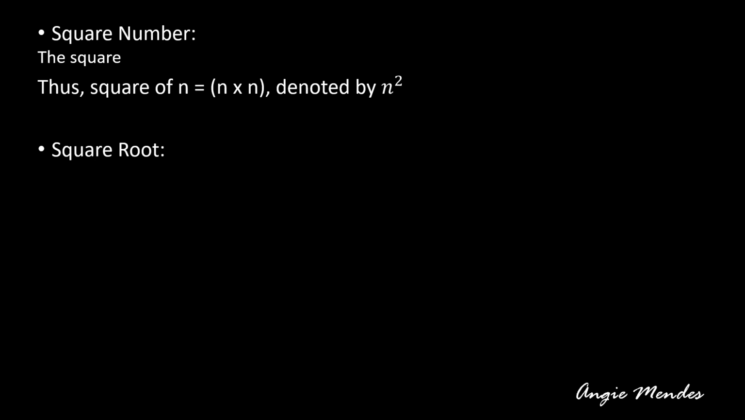We already know what is meant by square of a number. The square of a number n is the number multiplied by itself and is denoted by n raised to the power of 2. Hence, the square of a number is that number raised to the power of 2. So if I say that n is 3, then the square of 3 will be 3 multiplied by 3, which is denoted by 3 square.